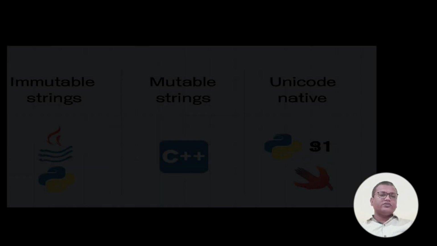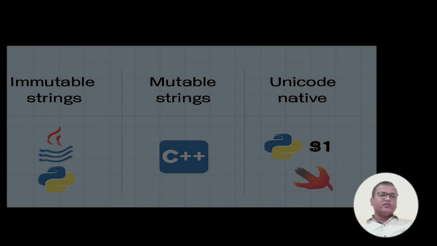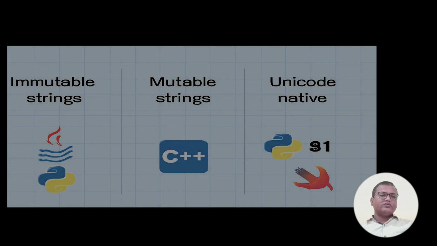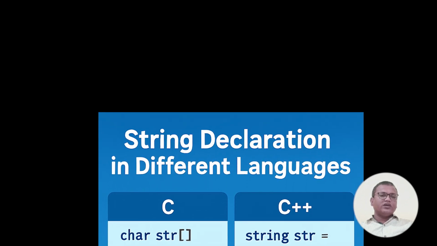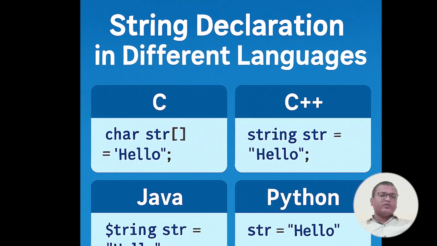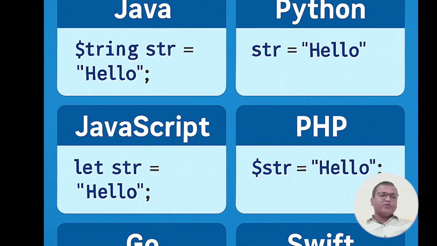Some languages use immutable strings like Java and Python. Some have mutable strings like C++. Some handle Unicode by default. Others need extra handling. Yes, strings are a universal concept in programming. Different syntax, same purpose, storing and manipulating text.